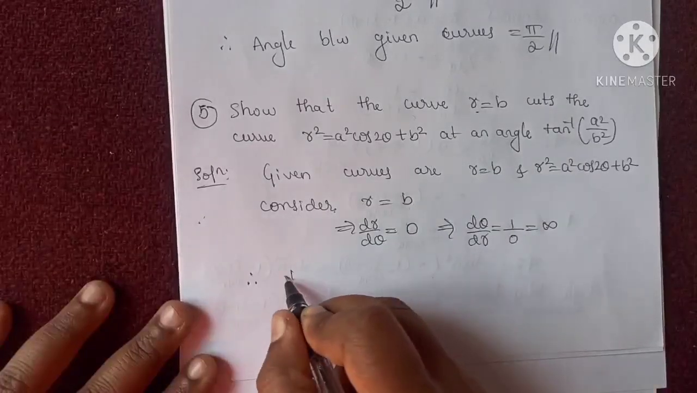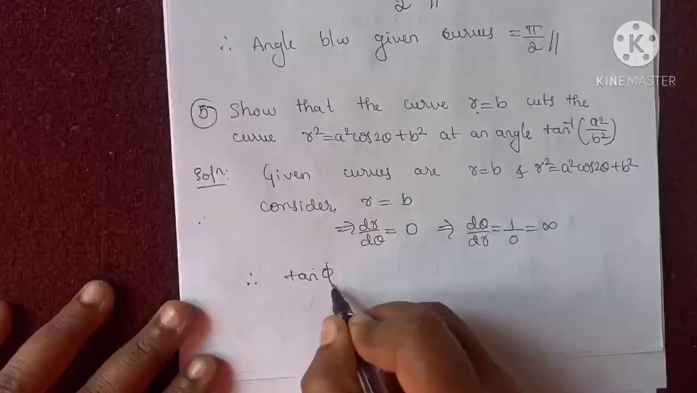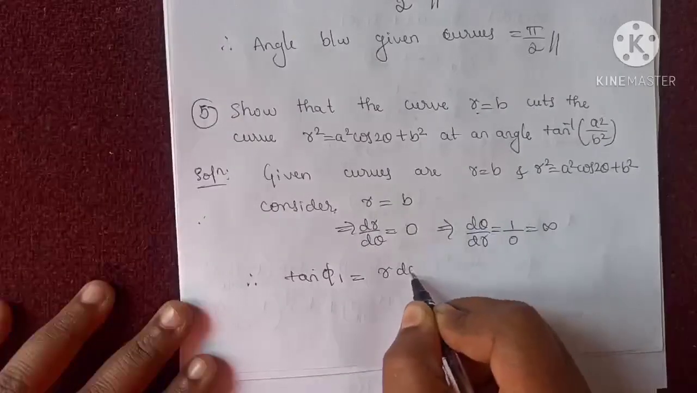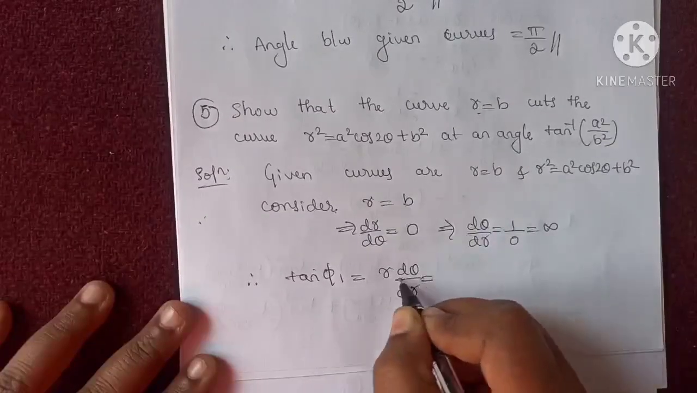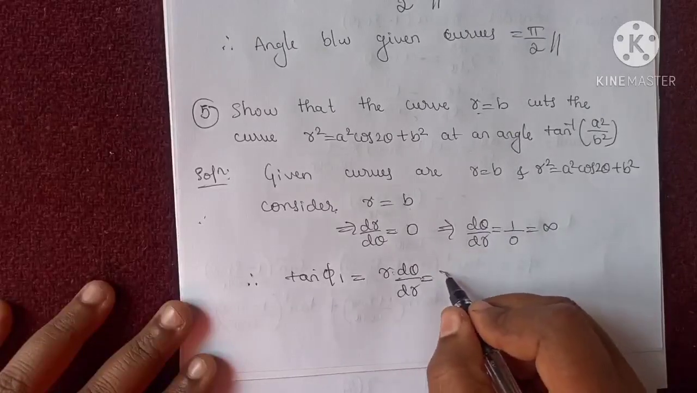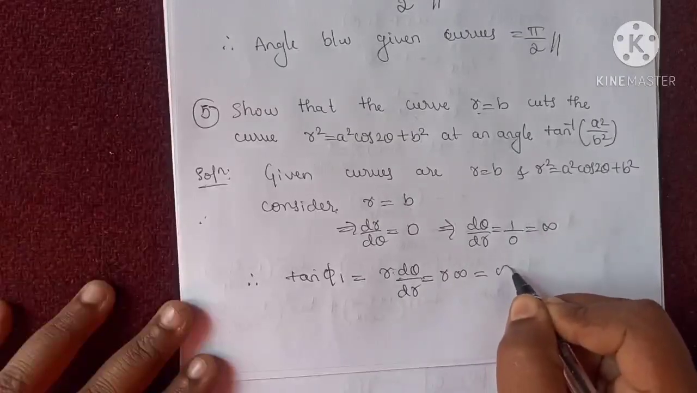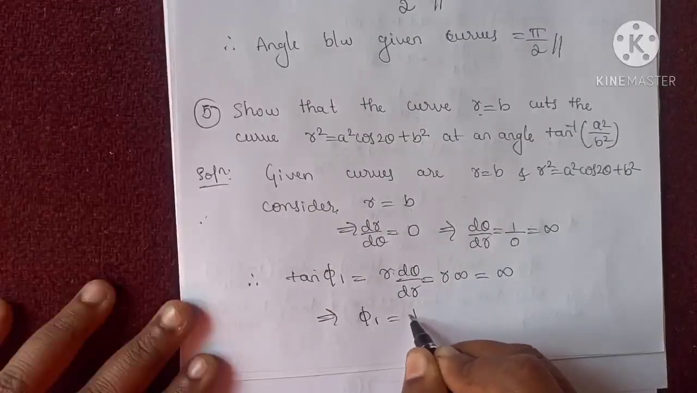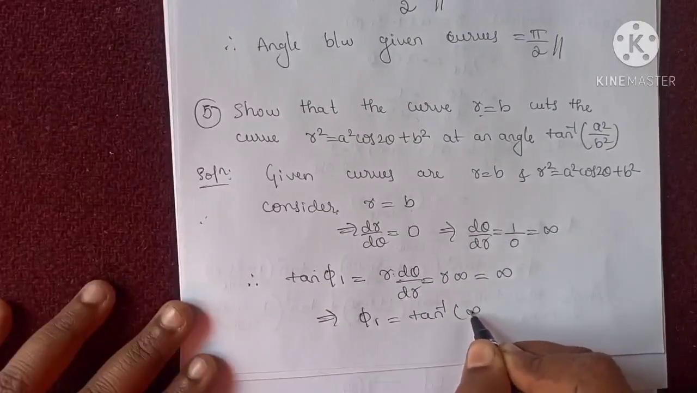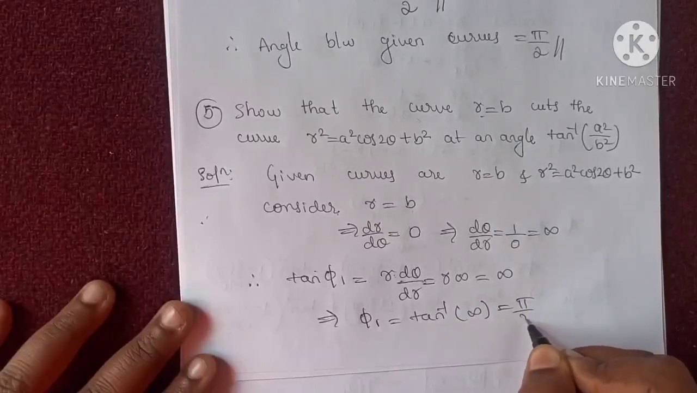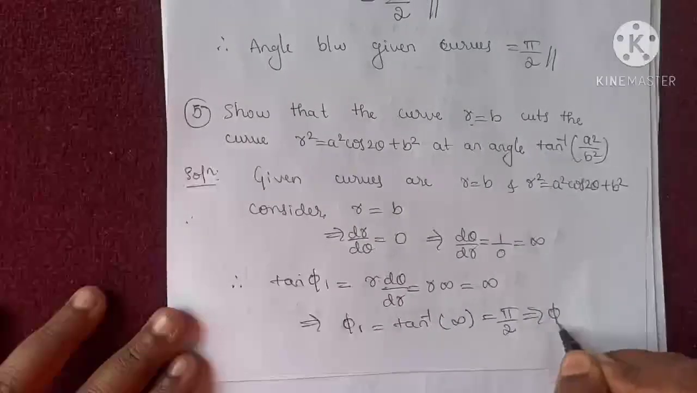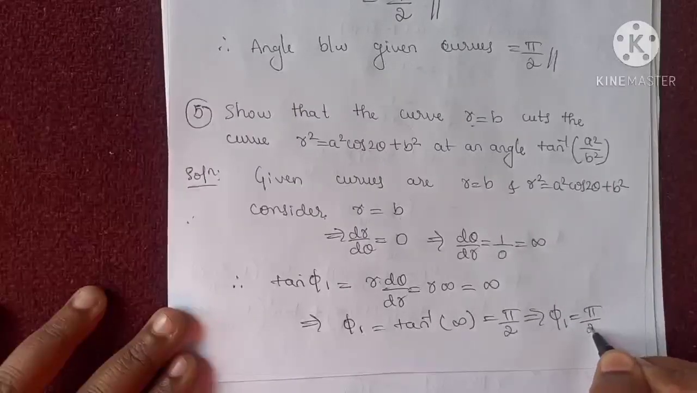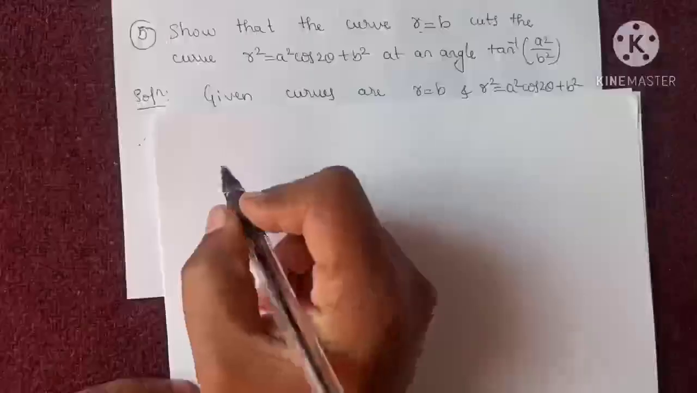Therefore tan phi 1 equals r into d theta divided by dr, which equals 1 by r into infinity, which is simply infinity. Therefore phi 1 equals tan inverse of infinity, which is pi by 2. Thus we got the phi 1 value equal to pi by 2. Next, we now consider the second curve.